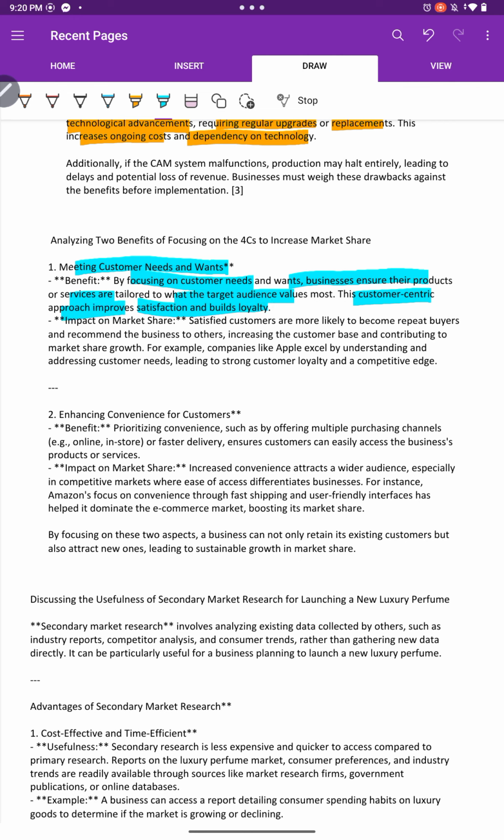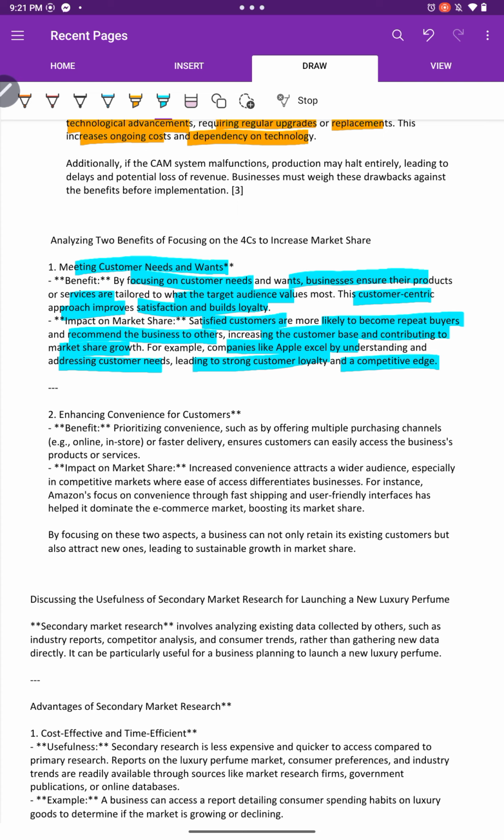And how will this impact market share? Satisfied customers are more likely to become repeat buyers and recommend the business to others, increasing the customer base and contributing to market growth. For example, companies like Apple excel by understanding and addressing customer needs, leading to strong customer loyalty and a competitive edge.